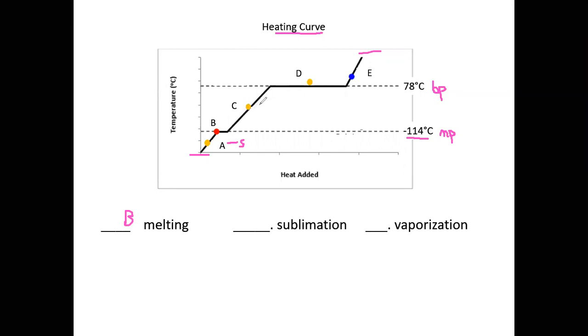So in this region here, this slant here, this is a liquid state, so it only has one phase. And then it keeps on raising in temperature until you get to the next phase change, which is the boiling point. And so at the boiling point, we go from a liquid to a gas, which is called vaporization. And so D is the vaporization phase change.